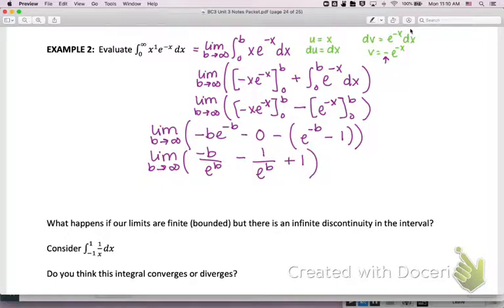Okay, limits at infinity. If I have e to the infinity power, that's going to grow faster than negative b. So this one is going to go to 0. This one is also going to go to 0. And then we have plus 1. So this limit comes out to equal 1, which means that we can say that this integral converges to 1.